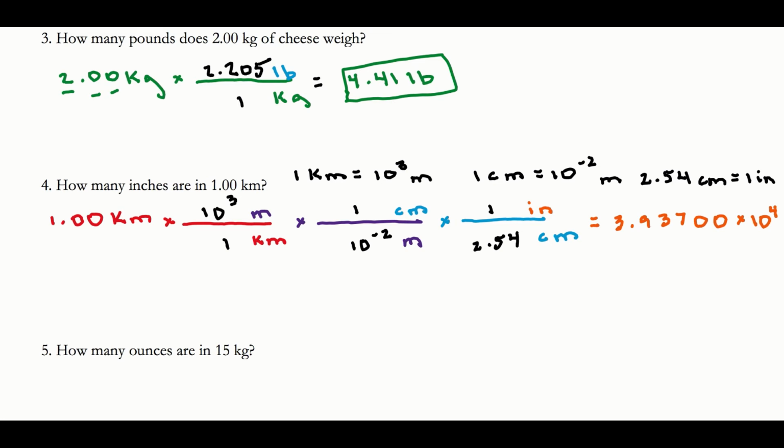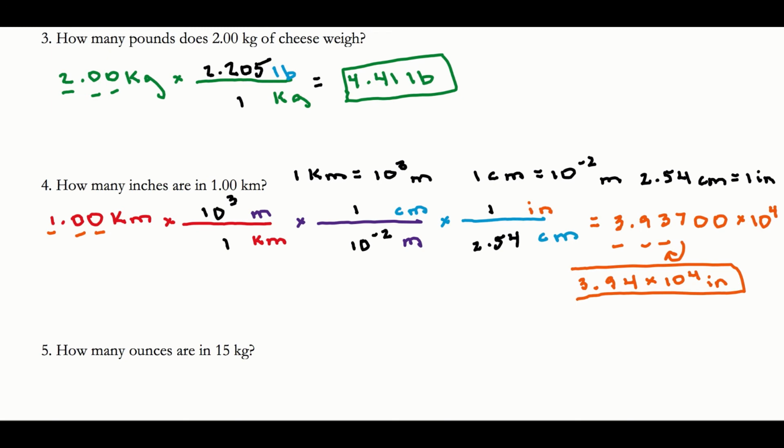1.00, there is a decimal present. So I'm going to count from left to right. Leftmost number is a 1, so 1, 2, 3 sig figs. Okay, so 3.93, I want 1, 2, 3 sig figs. The 7 does round the 3 up, so I've got 3.94 times 10 to the 4th, and I am in inches.